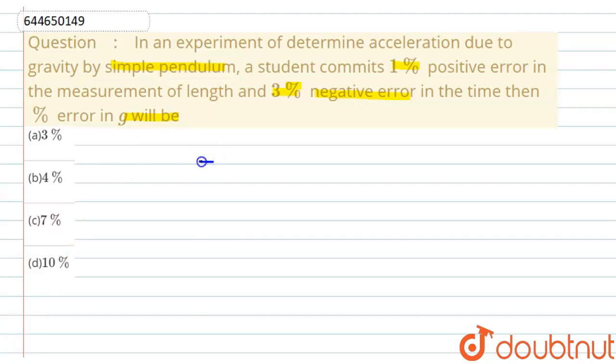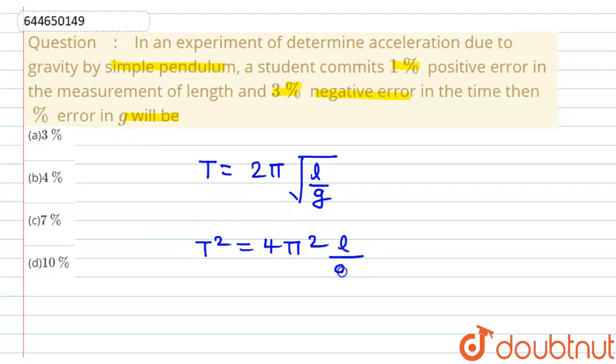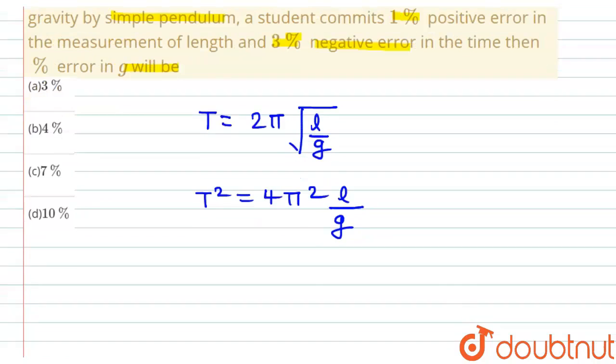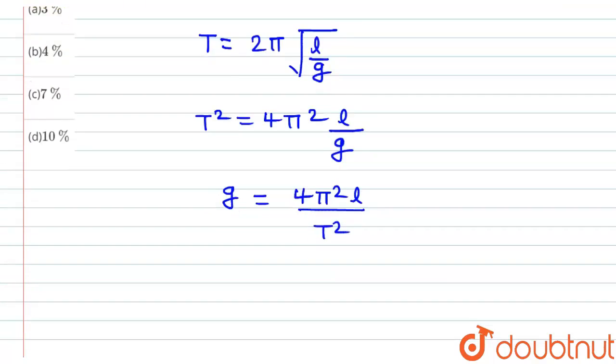We know that the time period of a simple pendulum is calculated by the formula T = 2π√(L/g). Now squaring on both sides, we get T² = 4π²L/g. Now the value of gravity will be calculated by the formula g = 4π²L/T².